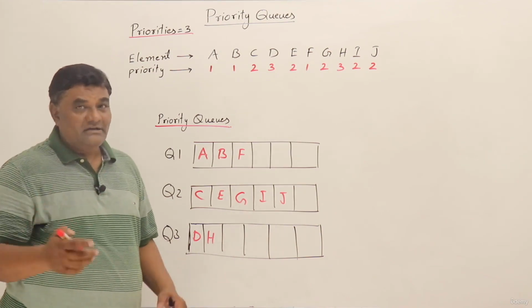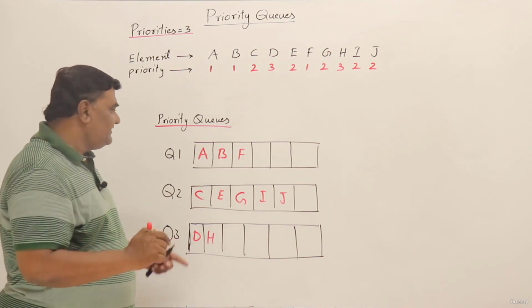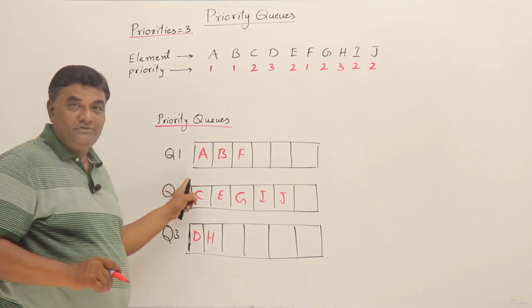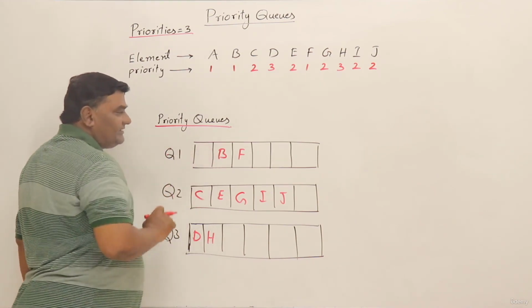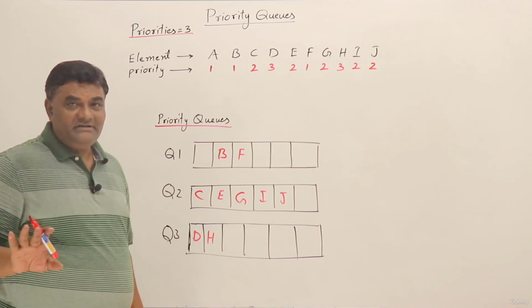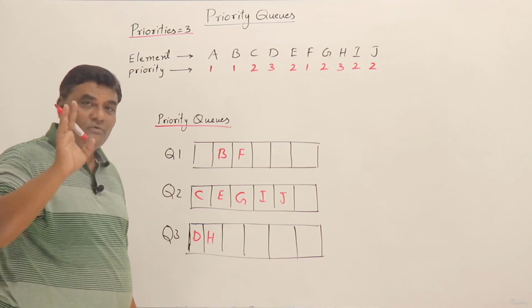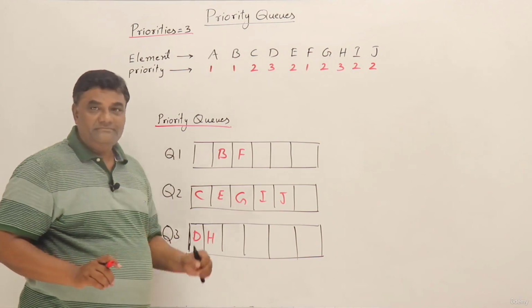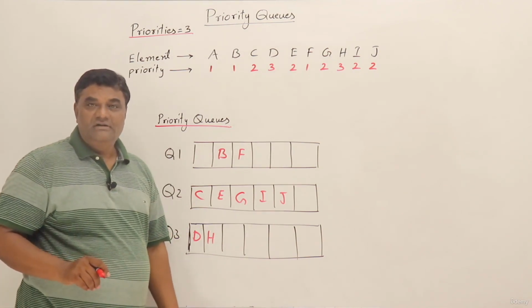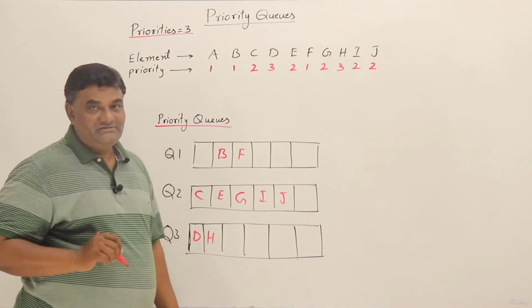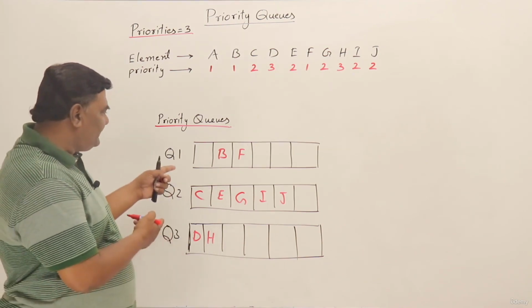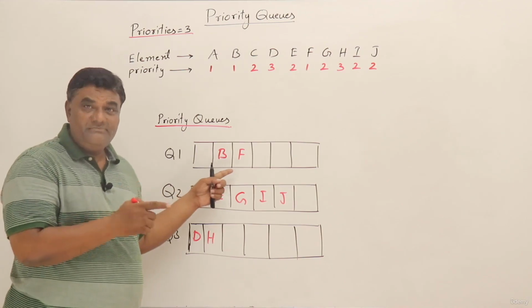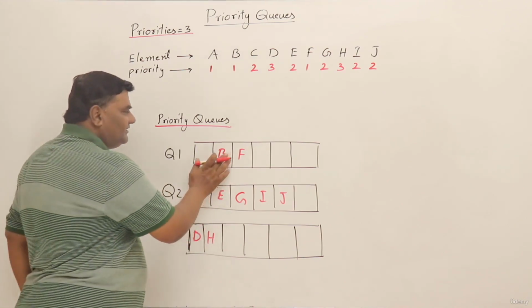Let us look at delete. Whenever you want, you can delete. But whenever you are deleting, you must delete an element from the highest priority queue. That is first Q1. So this element must be deleted. You cannot delete any other element. You must delete an element only from Q1, and that too in FIFO fashion. So strictly FIFO you should follow. Next element I want to delete. So who is the next element? Q1 is not empty. There is an element. Delete that one.